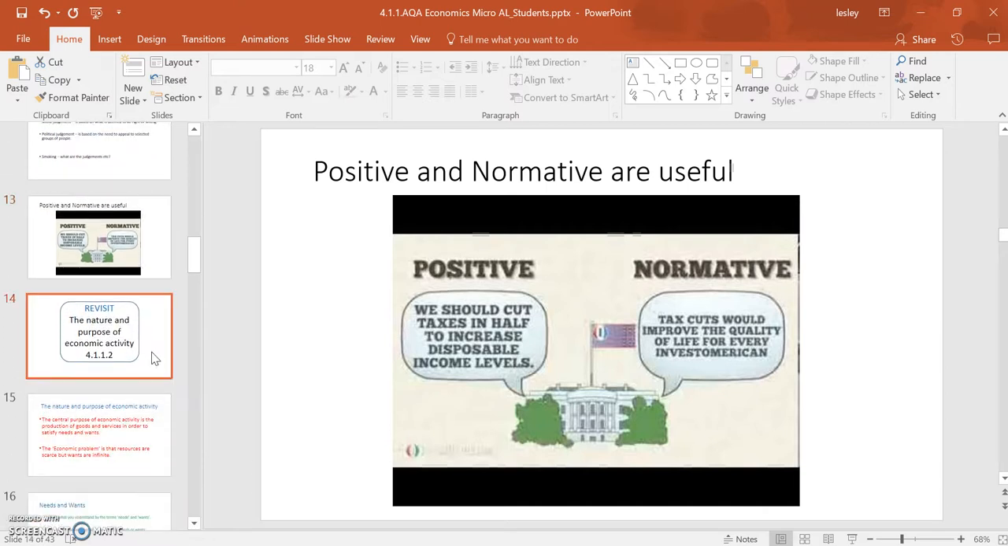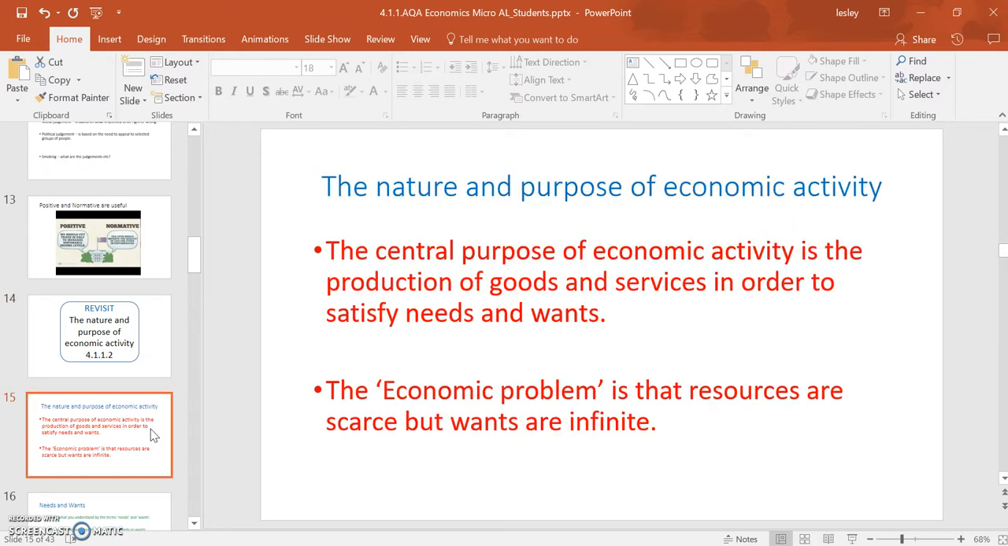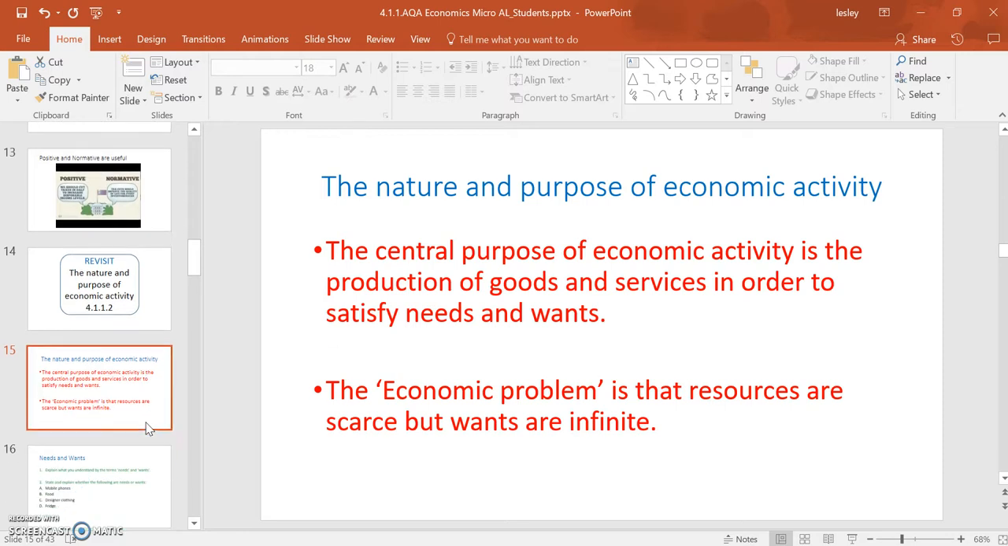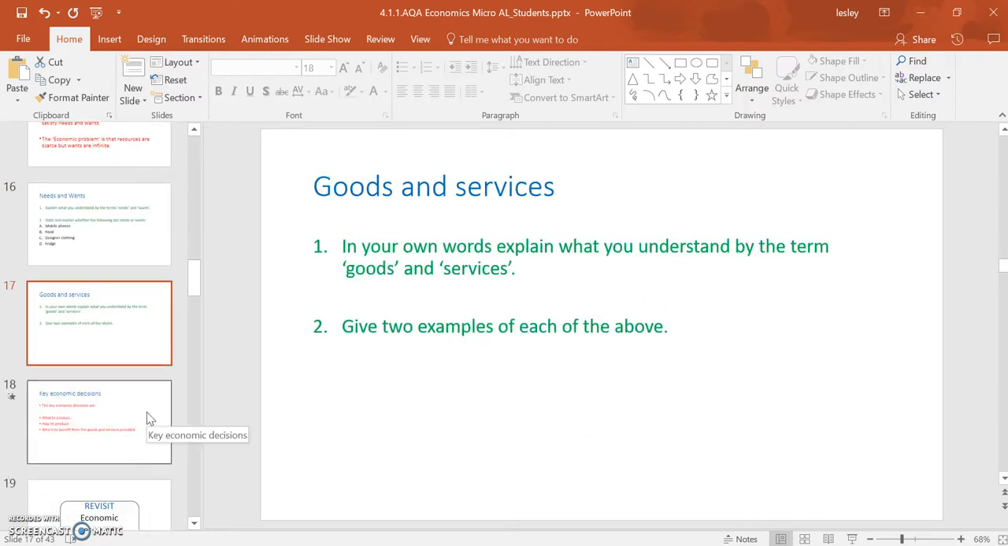Going back into the next section, after the methodology comes the nature and purpose of economic activity. This is very, very short and sweet. Economic activity is about the production of goods and services to satisfy needs and wants. The problem, of course, is that resources are scarce, but wants are infinite. There's a couple of very basic slides there that you can pause and have a look at.